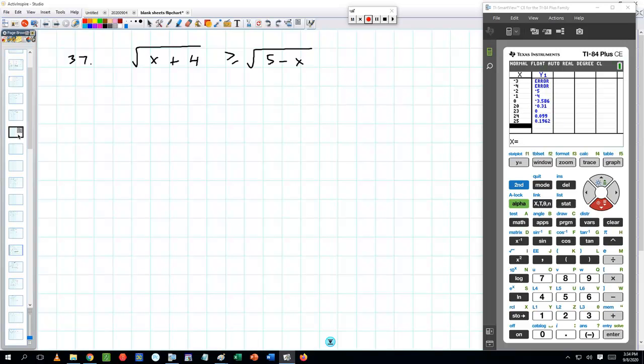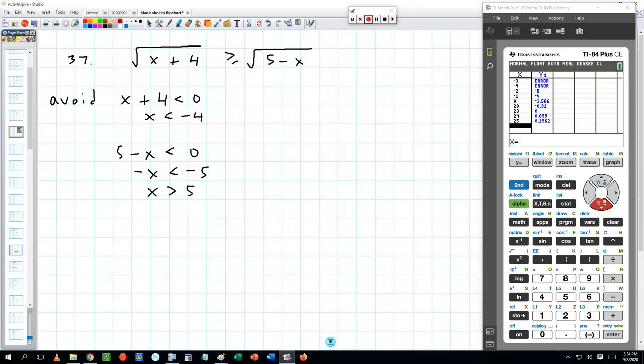Number 37. Here we have to avoid a couple of regions. I want to avoid x plus 4 is less than 0. So I will avoid that. And I will avoid 5 minus x is less than 0. Subtract the 5. Divide by negative 1. Be sure to flip the direction. So anything to the left of negative 4, anything to the right of positive 5, we must avoid.